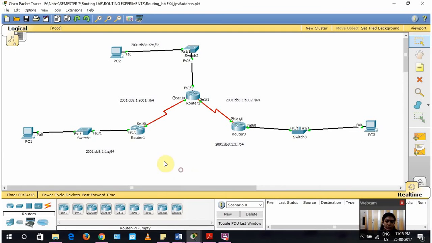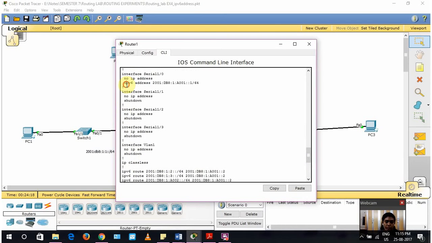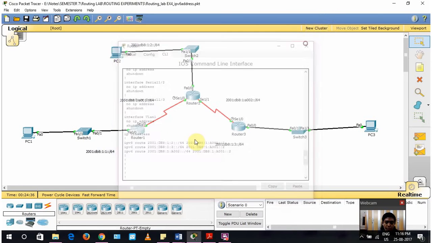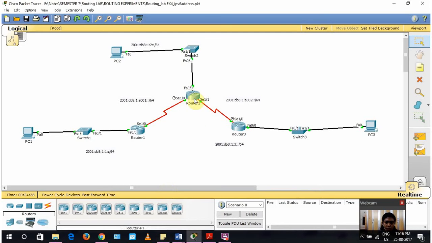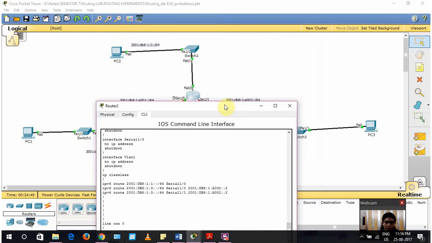So this is it. On router 1, as you can see, the interfaces are given addresses like this, and for the static routing I have used the command ipv6 route followed by the network that is not directly connected. For the second one, it's similar: ipv6 route followed by the network address, and I have given the serial interface and then the address of the next hop.